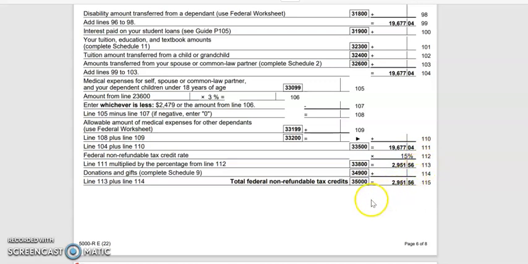2951.56. And again, we don't have any donations or gifts, but if we did, we'd fill out Schedule 9 and put them on this line, and then add that to the 2951.56. And the 2951.56 is the total federal non-refundable tax credits. So that's going to go forward to reducing the amount of tax federally that we have to pay.